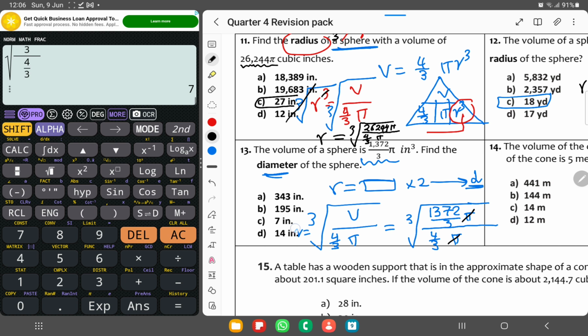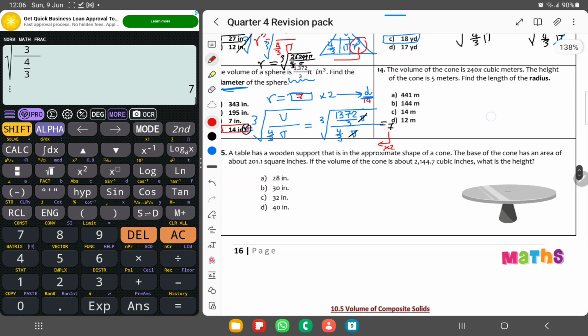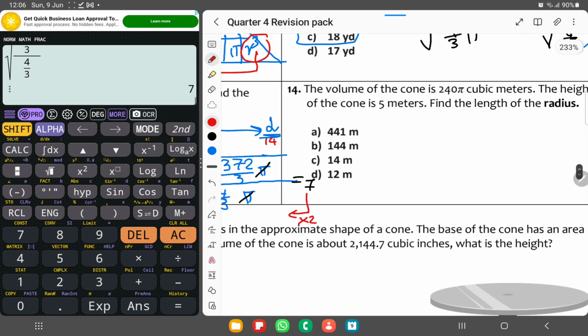Take care, I have just got the radius. Radius is 7. If I want to find the diameter, I need to multiply it by 2. Multiply by 2 to get the diameter. So 7 times 2 is 14. Very good.